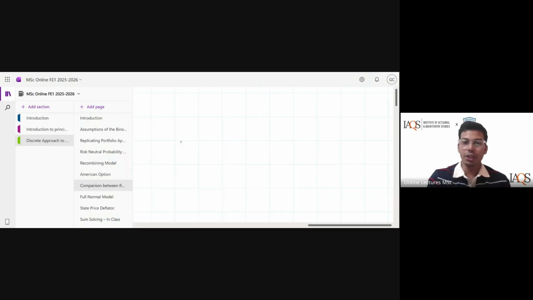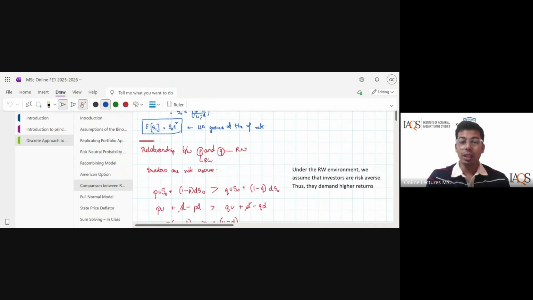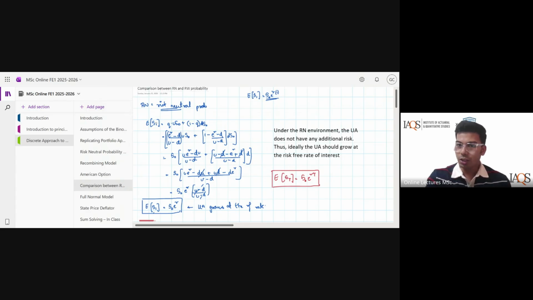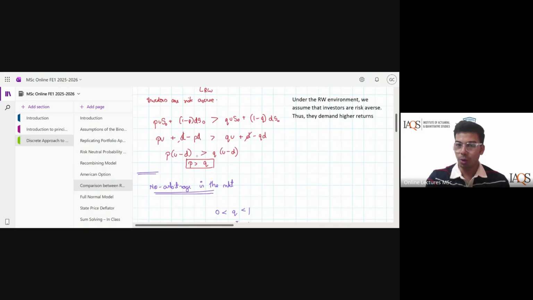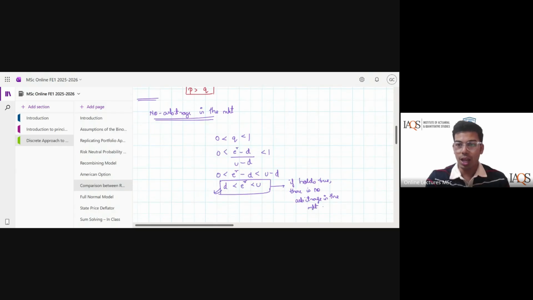Just calculated or brought a comparison between risk neutral and real world probability. The takeaways over here are under the risk neutral probability, your underlying asset grows at the risk free rate. You know, real world probability is greater than the risk neutral probability. And whenever you are asked to check for no arbitrage in the market, you ideally need to test for the condition that d is less than e raised to r, which is less than u. How did we come to this? From the equation of the equality of risk neutral probability.